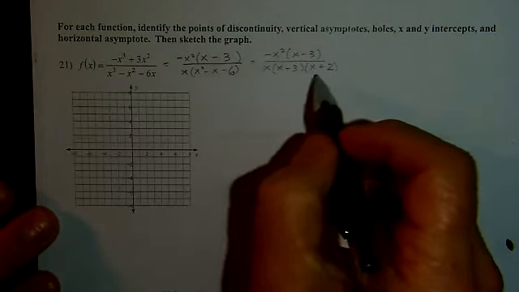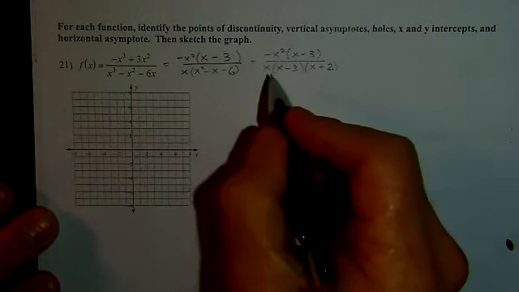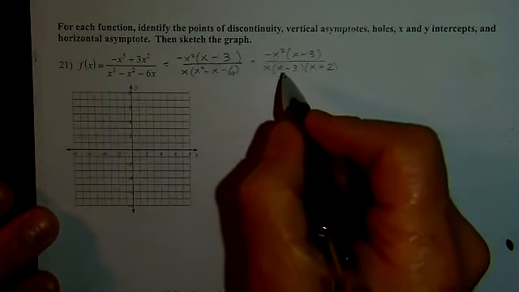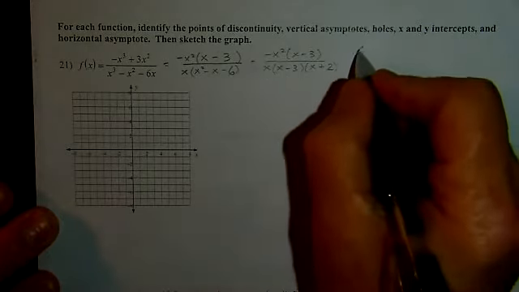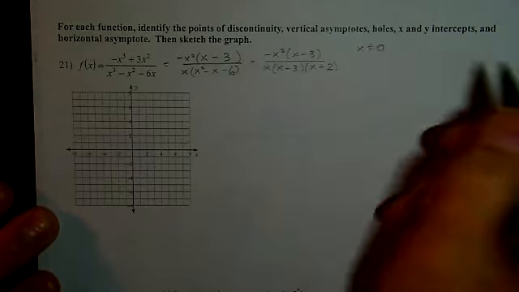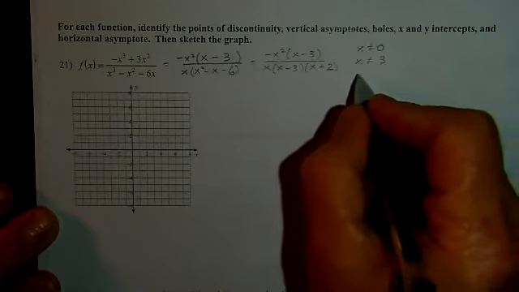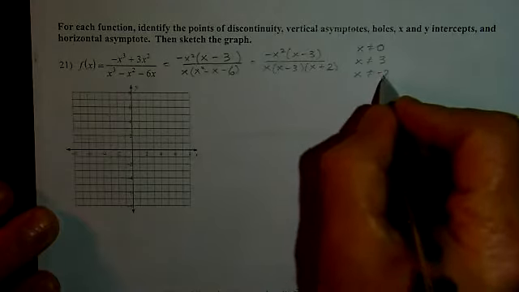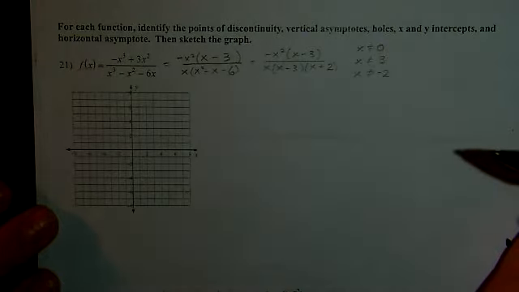But at first pass, what I want to notice is in the denominator of this function, I have a factor of x, I have a factor of x minus 3, and I have a factor of x plus 2. So there are 3 numbers that x cannot equal. x cannot equal 0, x cannot equal 3, and x cannot equal -2. So there are the discontinuities.